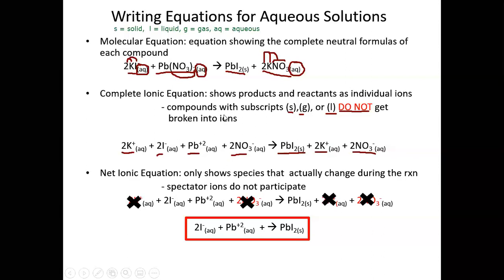Generally, if you have a group 1 salt as a product, that's going to be your spectator ions. Group 1 means lithium, sodium, potassium. Those are the main ones. But if you see a group 1 salt, that's generally going to be your spectator ions. So now we're going to look at another example of this: molecular, complete ionic equation, net ionic equation.